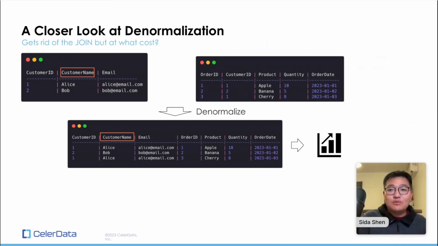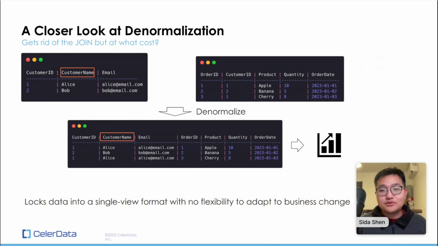But if it's denormalized, not only do you have to change this table, but you have to backfill all of the rows in your denormalized table, which has the same number of rows as your fact table, which is a lot more than what you would have done. And actually, denormalization not only requires you to do the denormalization, it actually locks your data in a single view format, with barely any flexibility, especially when your data size is huge.